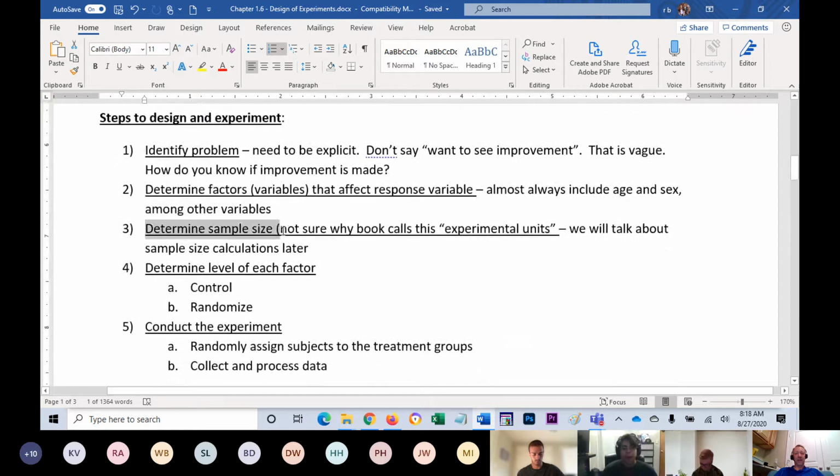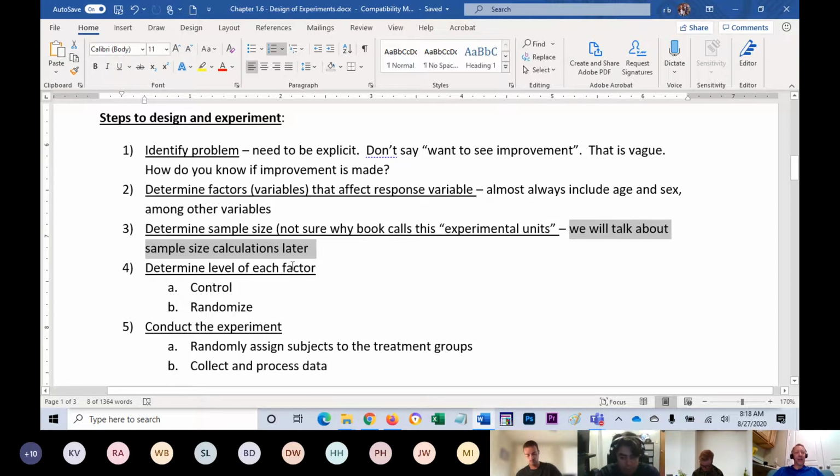Determine the sample size. In the book, they call this experimental units. For the rest of this, nobody's going to call it experimental units. We're going to call it sample size from here on. We're going to talk about sample size calculations later throughout the book. Okay, and that will depend on your margin of error and money and things like that.